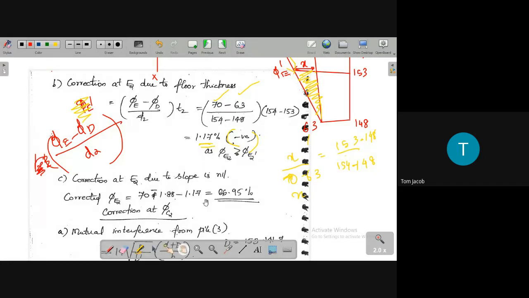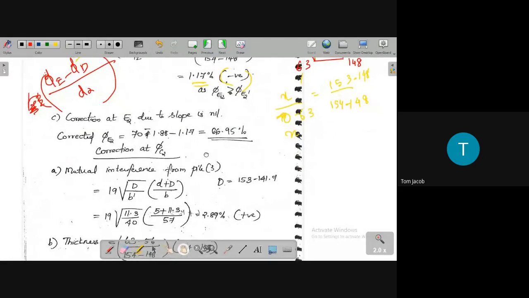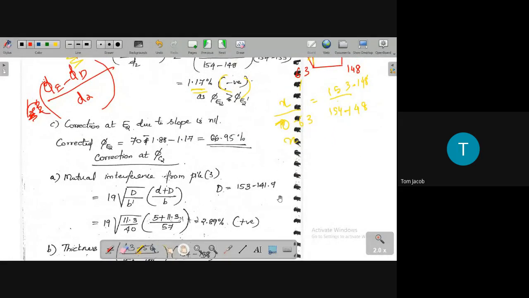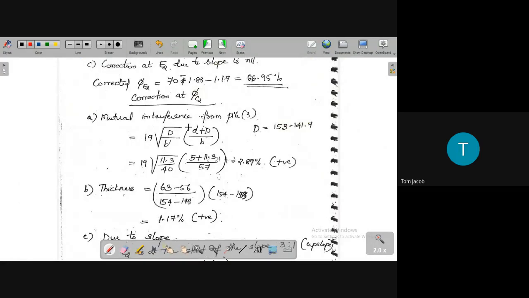Now next is correction due to slope. As there is no slope starting or ending at the pile, the correction for slope is nil. Correction for slope is considered only when there is a slope in the structure at the start point. So if the structure was like this and our pile is here, it's not at the starting point of this slope. If the pile was here, then we would have found out the value for correction for slope here, so it is not required.